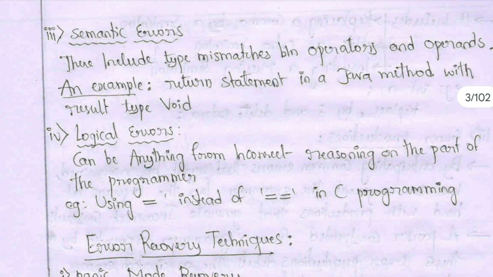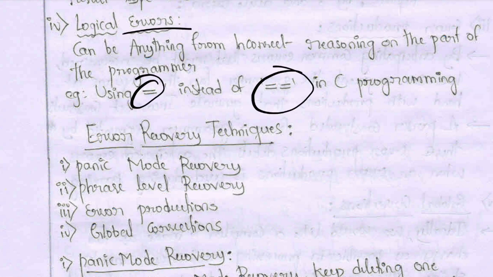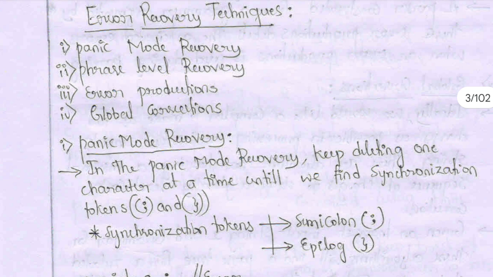And semantic errors are like logical errors themselves, like the return statement of Java being of type void instead of int, because you are returning an integer. That's the semantic error. And the logical error is, for example, instead of using equal to, you are using double equal to. Okay, and there are error recovery techniques like panic mode, phrase mode, error productions and global correction.